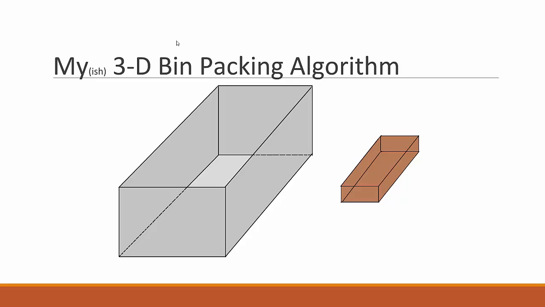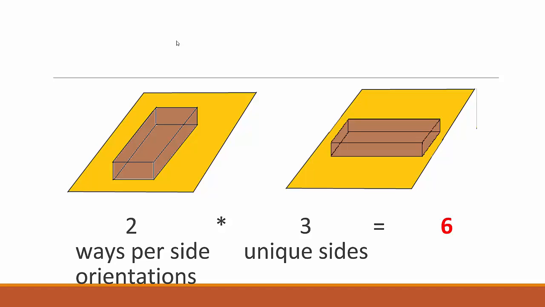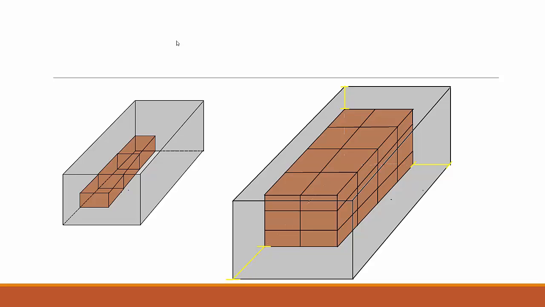I interned with Walmart this past summer, and one of the prerequisites for my project was to figure out how many little boxes you can put into a big box. This algorithm took me about 2 weeks to make. If you take a box and set it on a flat surface, you can rotate it 90 degrees, and that's 2. Since there are 3 sides, that's 6 different orientations. For each orientation, the algorithm packs boxes in the corner as many as you can.